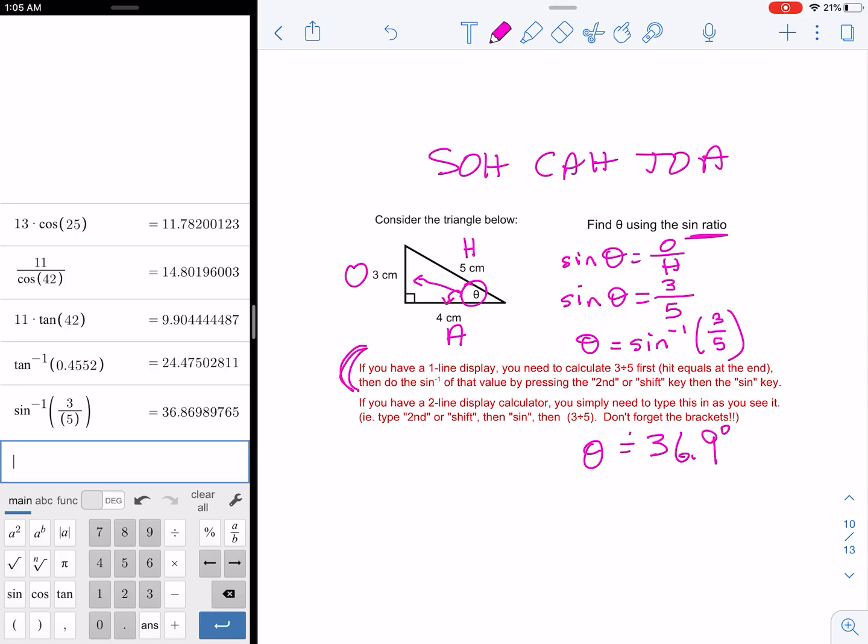If you have a 1-line display, you need to calculate what 3 divided by 5 is. So you're going to type in 3 divided by 5, then hit the equal sign. And then you're going to hit your second function key or your shift key, and then hit your sine key, and that should give you the same answer that I have. So try it and see. Make sure that you can get this answer of 36.9 degrees. And again, like always, contact me if you're having some trouble with that.